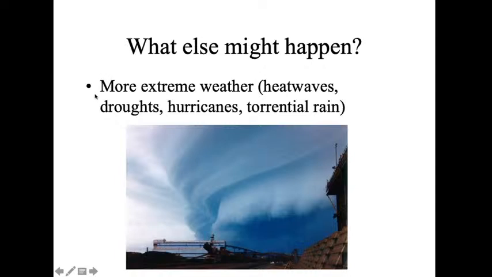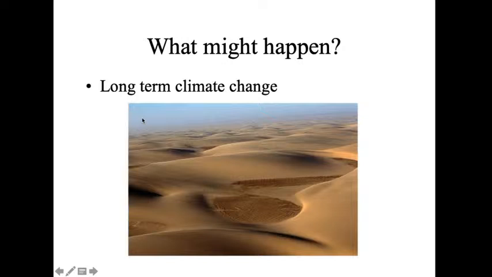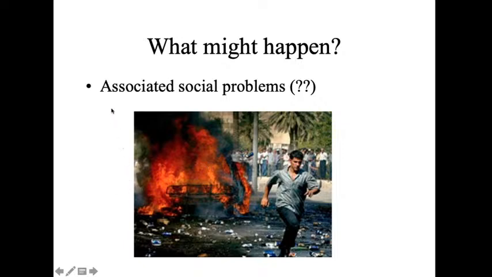Other things than flooding, we could have extreme weather, right? Lots of heat waves, droughts, hurricanes, torrential rain, just because we're changing this natural balance. Long-term climate change, if we melt all of our ice caps and then all of our water evaporates because it's so hot, this could be us. We could be the new Mars. And social problems, right? People will just go crazy. Maybe they'll start burning cars because cars create greenhouse gases.